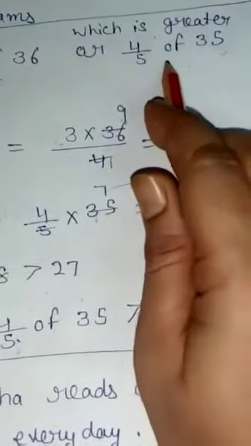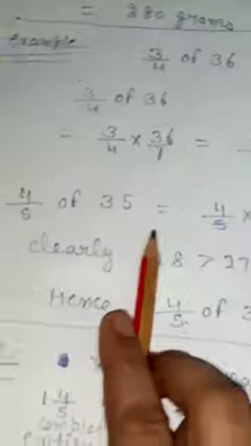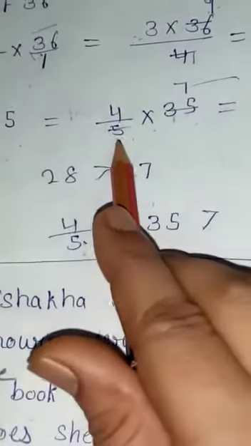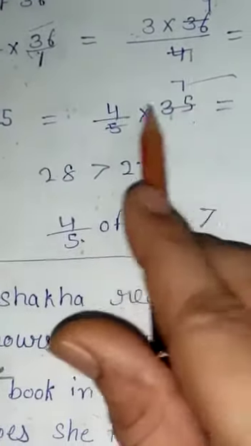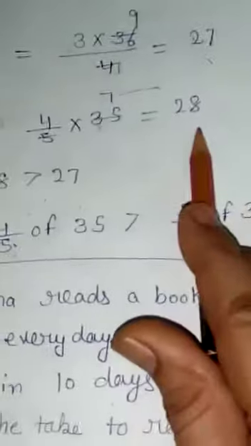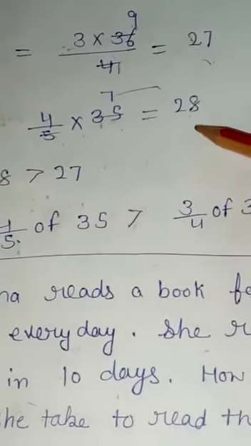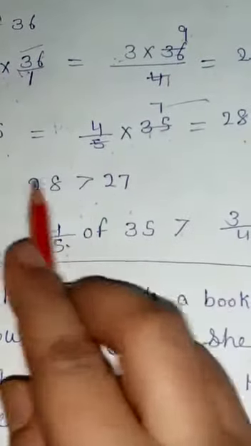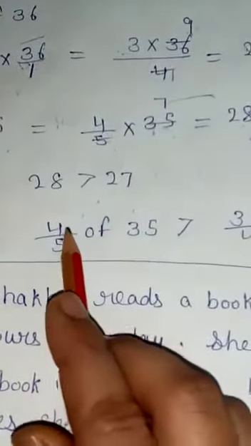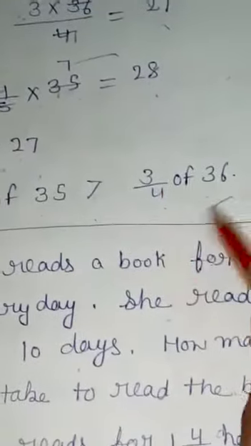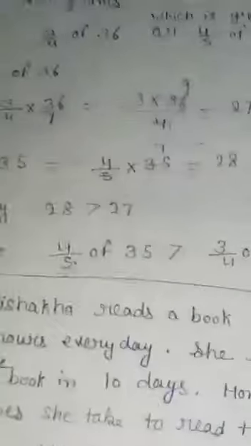Now we will take 4 by 5 of 35. 4 by 5 of means multiply 35. 5 ones are 5, 5 sevens are 35, 4 sevens are 28. Now, which is greater? 28 is greater than 27. 4 by 5 of 35 is greater than 3 by 4 of 36. This is the answer.